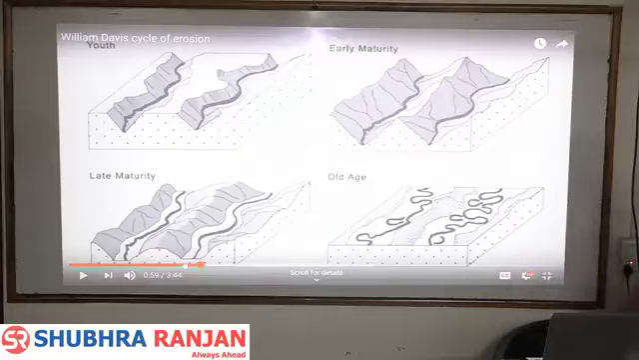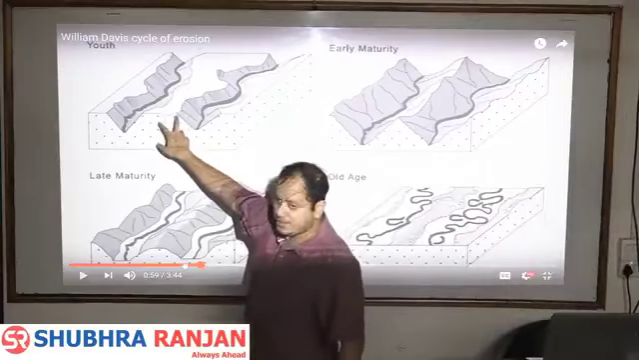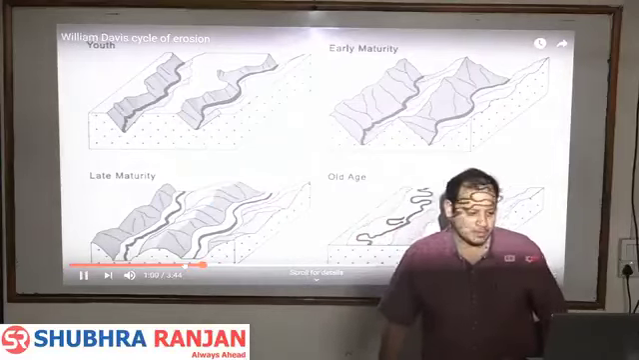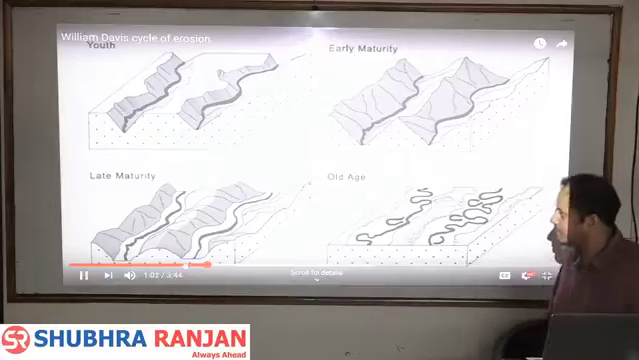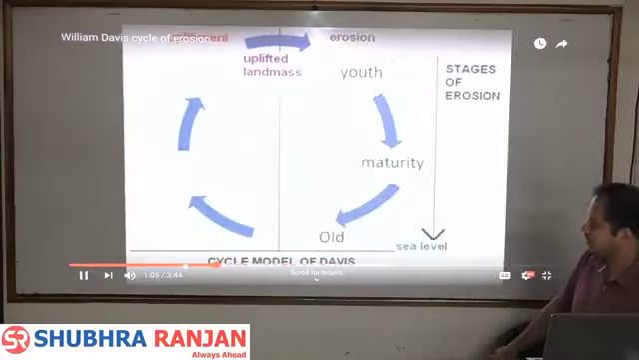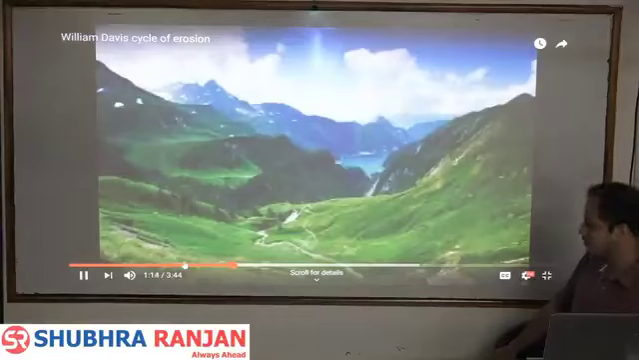Late maturity, lateral erosion, and ultimately lateral erosion where the height of the landform has been reduced. So you will call this region the region of interfluves. Fine. Upliftment, erosion, youth, maturity, old age. This is what they are showing you, the youthful stage.